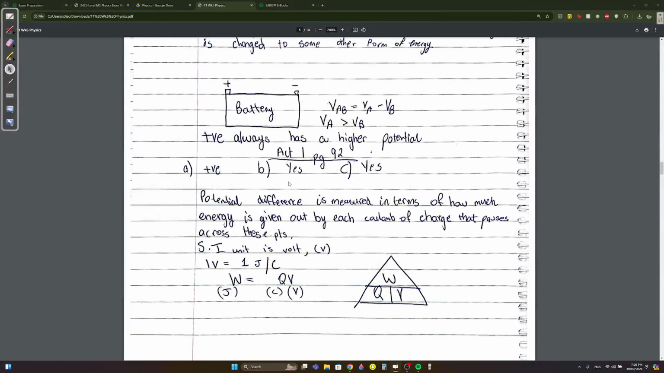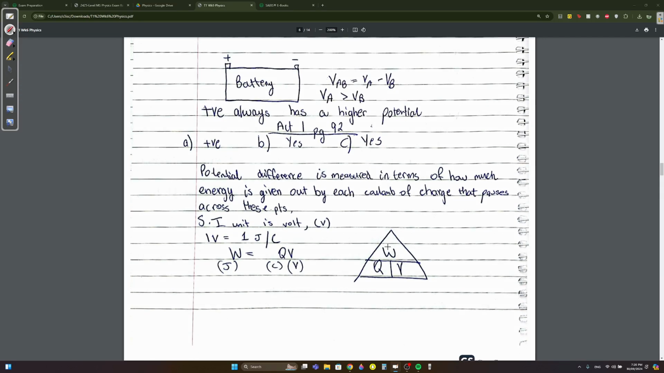Okay. Potential difference is measured in terms of how much energy is given out by each coulomb of charge that passes across these 2 points. In other words, energy is W, charge is Q, so V equals W over Q. And I like to say W equals QV, okay? You need all these formulas. Go through the notes, all the formulas are written there. Okay, SI unit is volt. 1 volt is 1 joule per coulomb, because energy is in joules, Q is in coulombs. You could also say W equals QV.